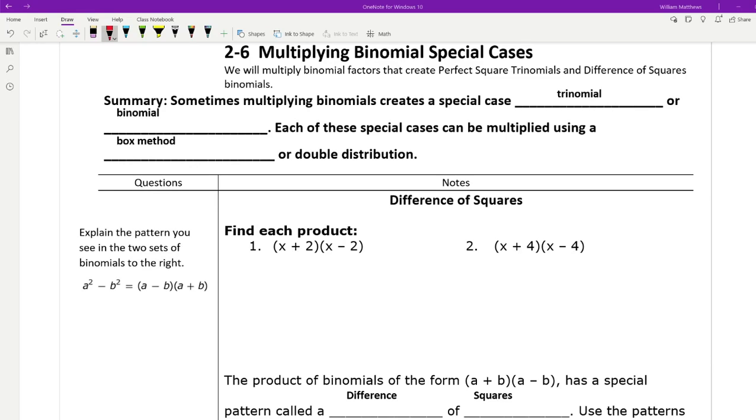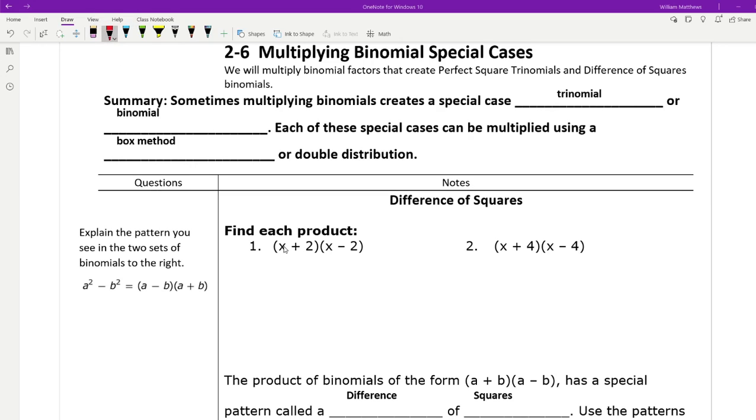Today we'll be multiplying binomial special cases. In our first example, we'll be dealing with the difference of squares. And this gets its name from the fact that we are using the same values and same variable, but we are using the opposite sign. So in this case, where we have 2, a positive, we're going to use a -2.